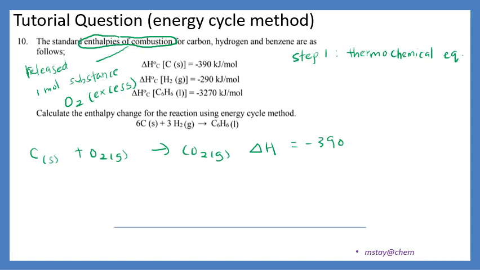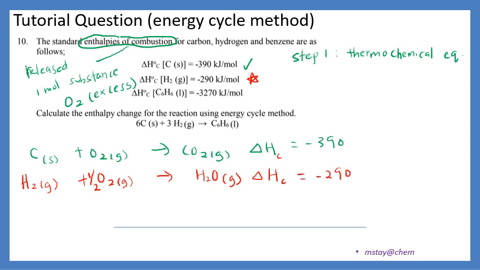Second is the combustion of hydrogen gas. Hydrogen gas burning in excess oxygen will produce H2O gas. If we want to balance the equation, then we have to make sure this is 1/2 mole of oxygen gas. The enthalpy of combustion is negative 290 kilojoule per mole.